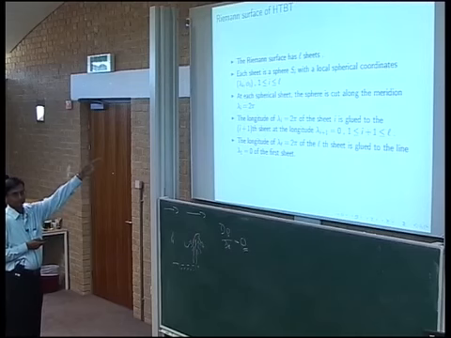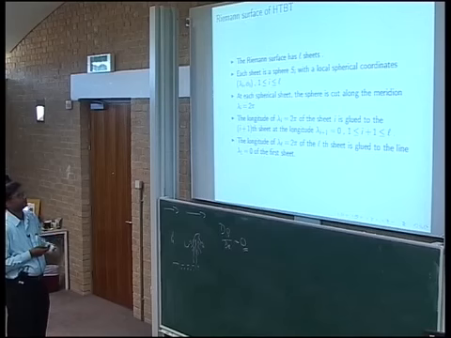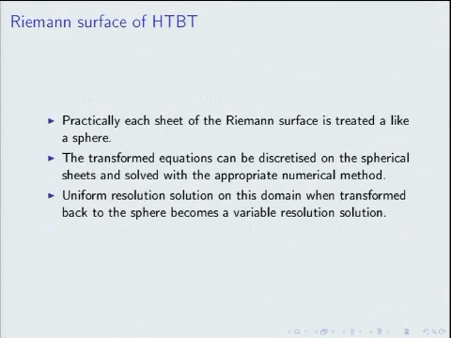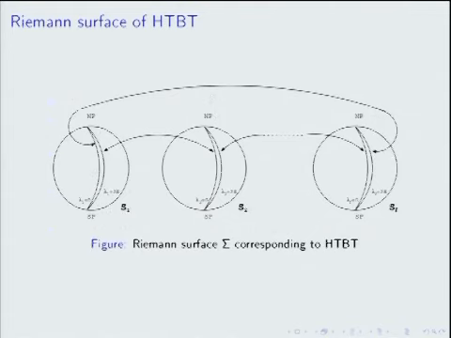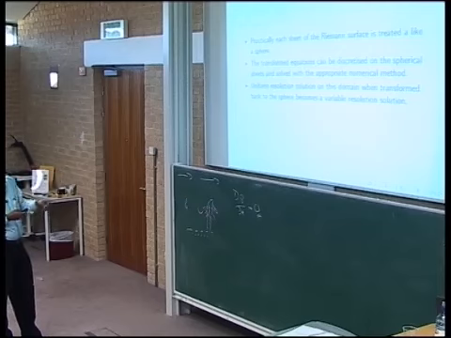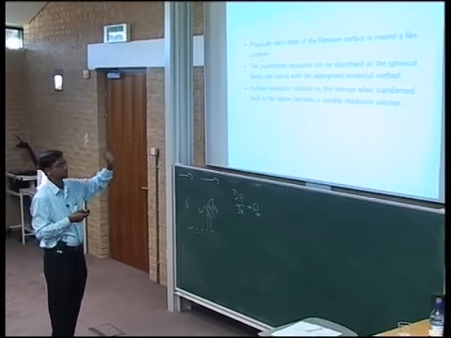This is a description of what I said; I have written it down. Practically, each sheet is a sphere, so the transformed equations can be discussed on this spherical sheet, and any numerical method can be used for that. If we take a uniform distribution of points on each of the spheres, upon the inverse transformation, that will lead to a variable resolution distribution on the sphere.